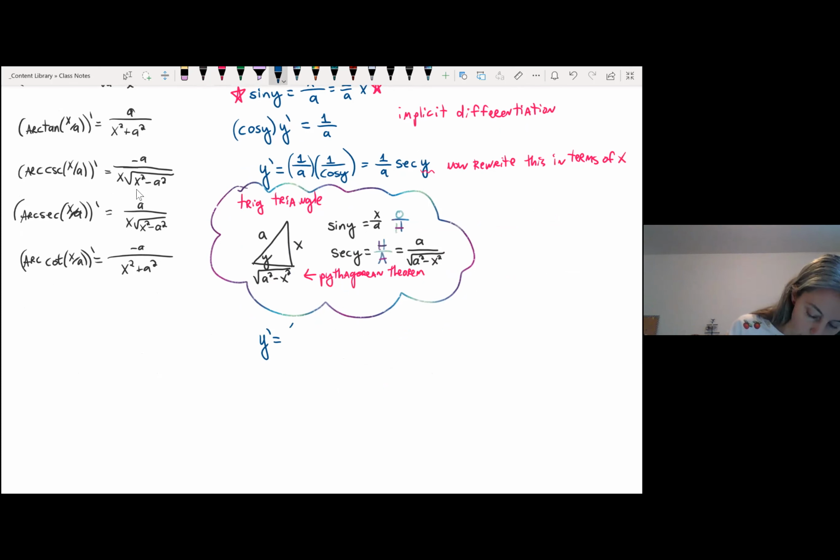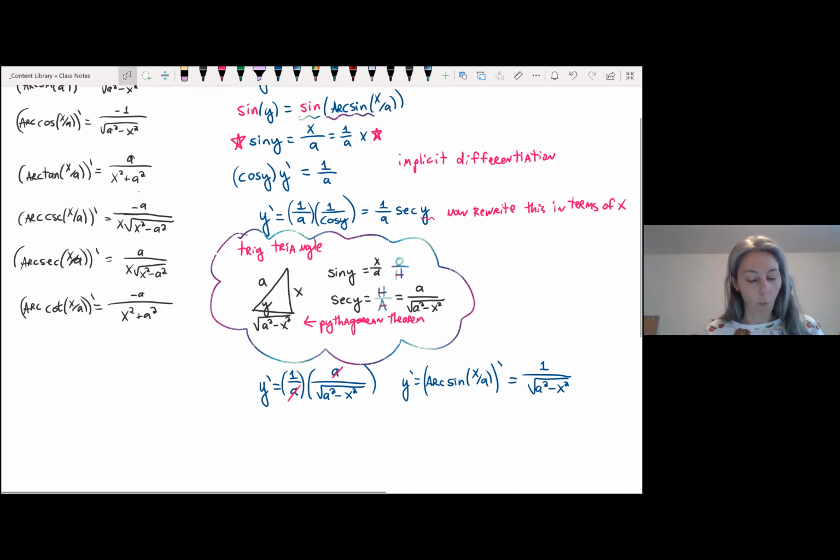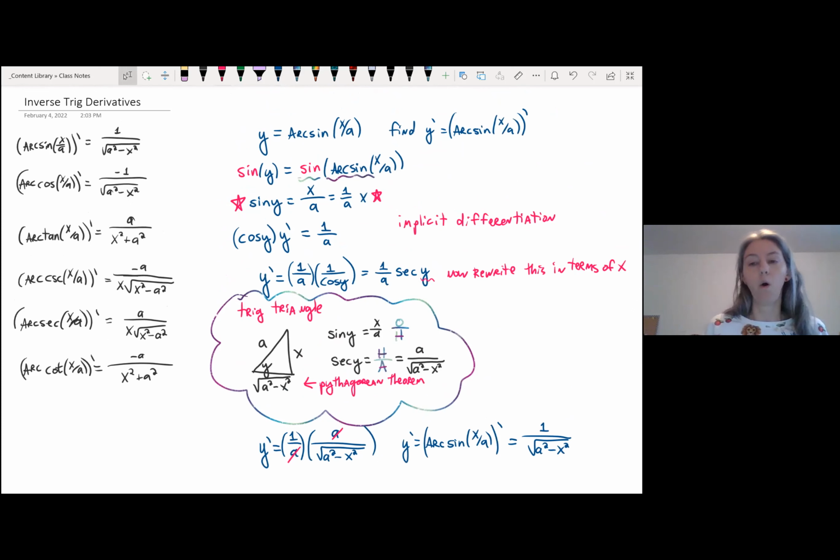Y prime was equal to 1 over a times secant y, which we discovered was a over the square root of a squared minus x squared. And you'll notice that those a's cancel out. So we have that y prime, which is arc sine of x over a prime, is equal to 1 over the square root of a squared minus x squared, which is what we defined it to be over there. So this is the process that we follow every time in order to find the derivative of an inverse trig function.